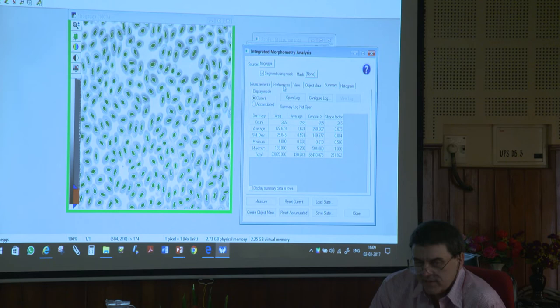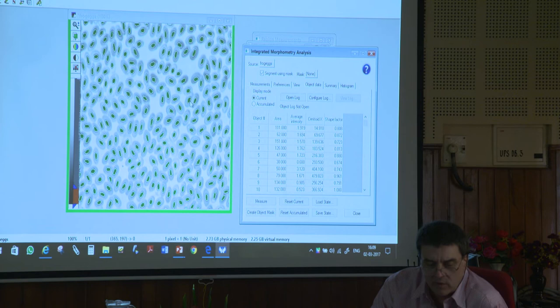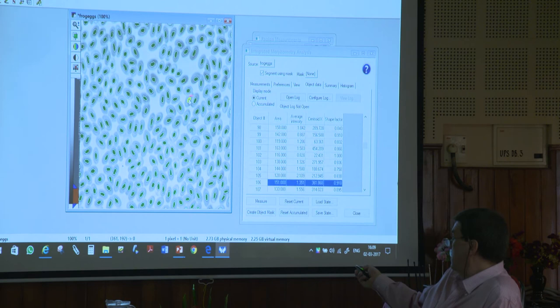If we go through it one by one, we could say, well, wait, I wonder about the specific data on this one. So I can click on it. Metamorph will tell me, okay, that one has 151 area. The average intensity is 1.3. Don't worry about centroid. And then shape factor is 0.918. Okay.